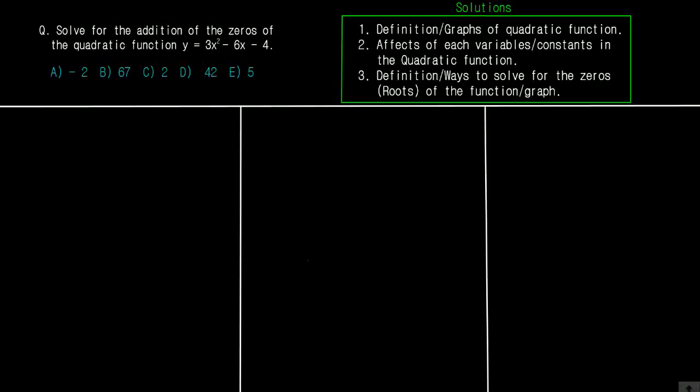The question is: solve for the addition of the zeros of the quadratic function y equals 3x squared minus 6x minus 4.